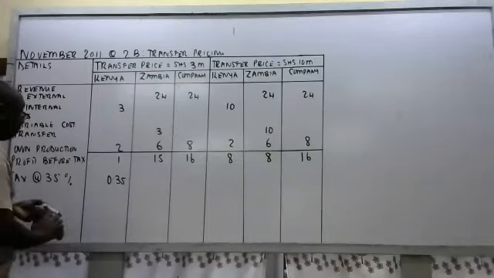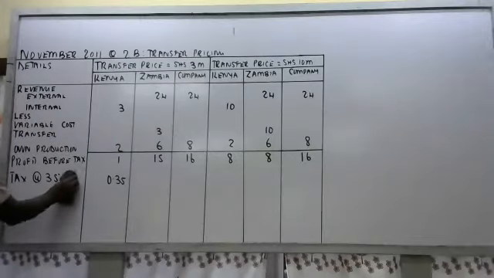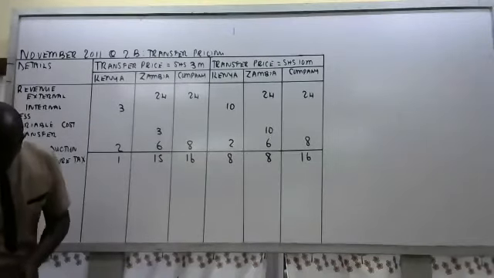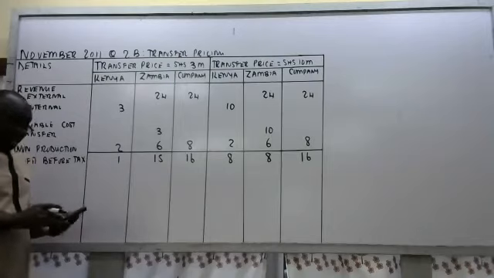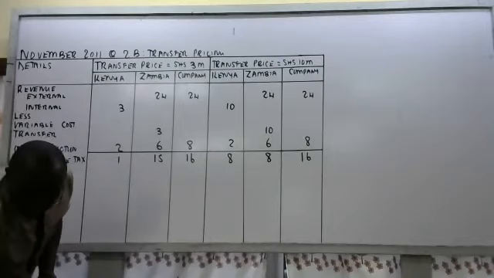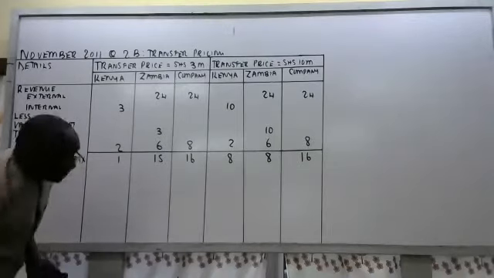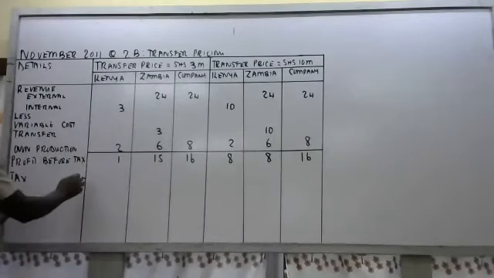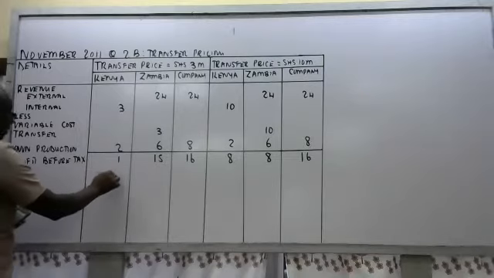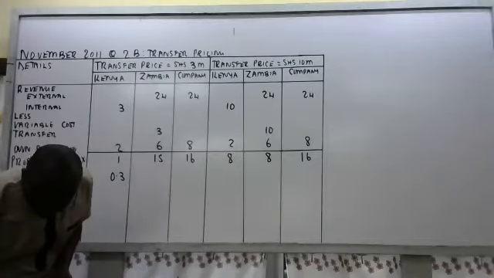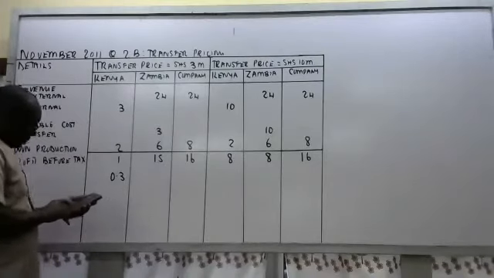This one is not applying to everyone. So in Kenya, tax is 30%. So 30%, it will be 0.3. In Zambia, it is 35%.